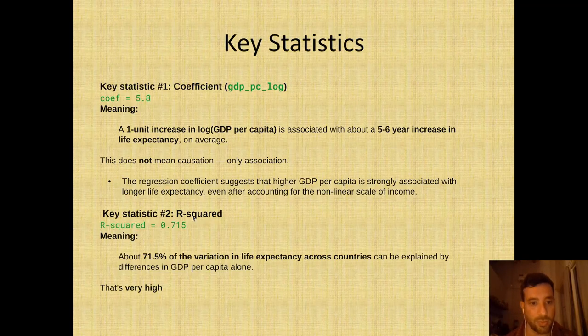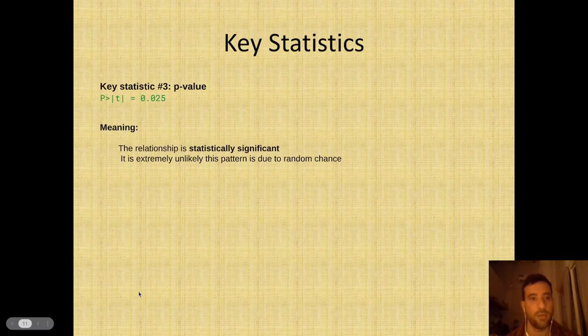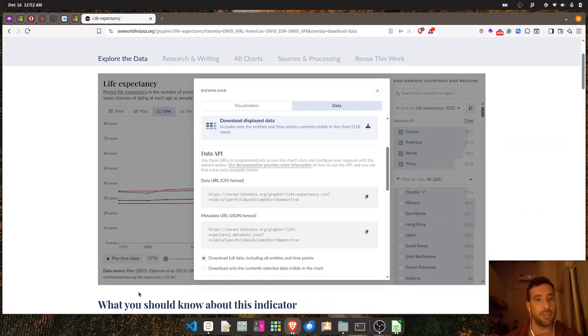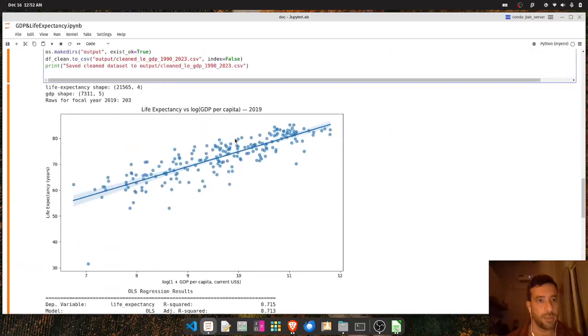Key statistic 2 was the R squared, which was 0.715, so that basically means about 71.5% of the variation in life expectancy across countries can be explained by differences in GDP per capita alone, and that's very high. And key statistic number 3, p-value: the relationship is statistically significant, and it is extremely unlikely this pattern is due to random chance. And just to highlight the stats one more time, they were right here.